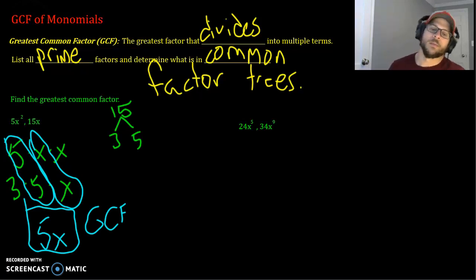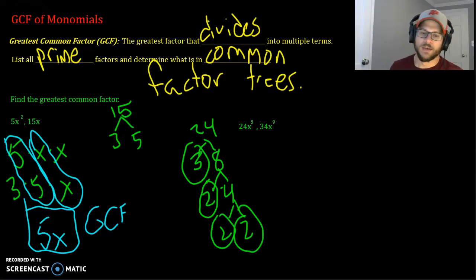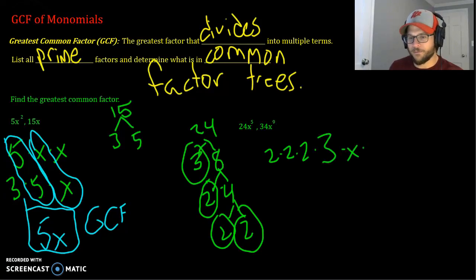Now, moving into the next example, a little bit more challenging as far as the numbers and the variables. 24 is not prime. We're going to go ahead and use our factor tree. We've got 3 and 8. 3 is prime. Factors of 8 are 2 and 4. 2 is prime, and then factors of 4 are 2 and 2. And then there are 5 x's. So for 24x to the 5th, we have 2, 2, 2, 3, and then 5 x's.